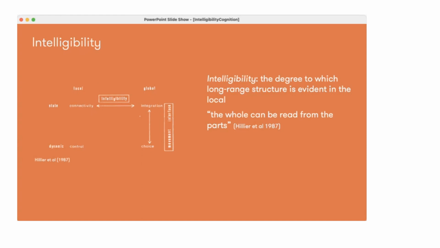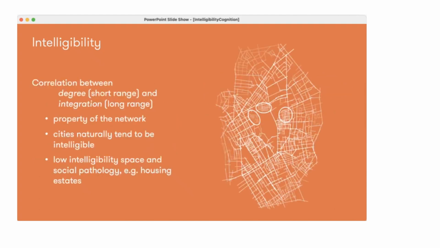So intelligibility is a measure that's been around for quite a long time. Here's an example from 1987, Hillier et al.'s paper, where they describe it as the degree to which the whole can be read from the parts. So as you're walking around the city, depending on where you are, they talked about it being a correlation between the number of connections on a street segment and how central it is on the graph. So if I'm on a long street with lots of connections, and that happens to be a very central street, it's telling me something about the long-range properties of the graph just based on what I can see locally. So the extent to which those correlate is the intelligibility.